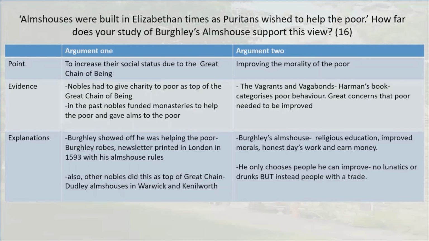Okay, perhaps you then could go on to explain how Burghley's almshouse wanted to provide a religious education, improve the morals of people, make sure they did an honest day's work and earned money. But you could also talk about how actually he didn't want to help lunatics and drunks, people who were really poorly behaved. He only wanted to help those people who had had a good trade and he could really improve their lives. So perhaps that's not such a strong argument because he doesn't really want to improve society overall, just a few people in his area who've already had a trade and fallen on hard times perhaps.